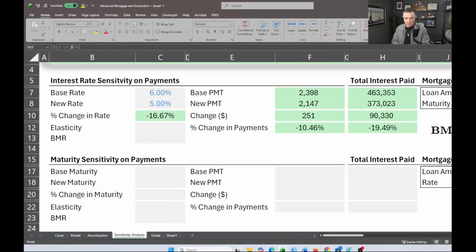All right, so we got a couple other values here. We can calculate the elasticity of interest. We want to find the elasticity value here, and we're always going to do an absolute value when we talk about elasticity. So that's going to be our percent change in payments. Elasticity is always a percentage change divided by our percent change of interest rate.